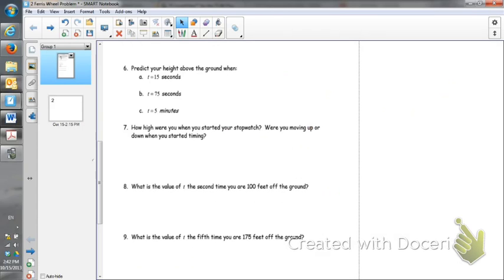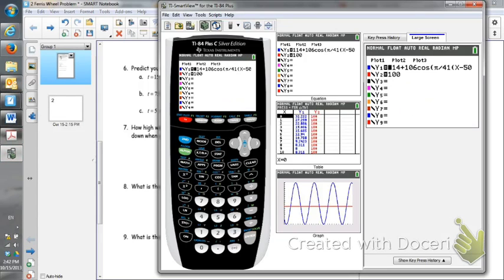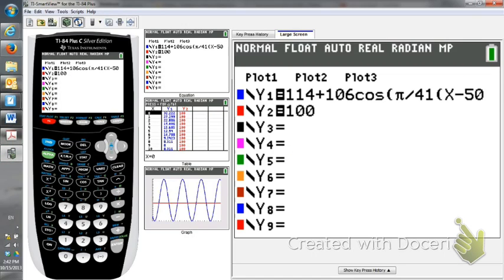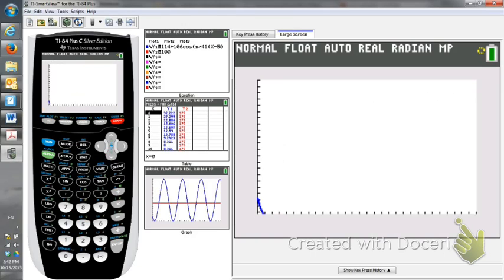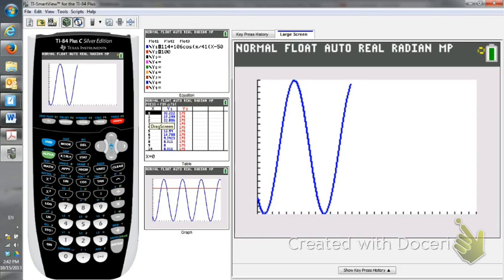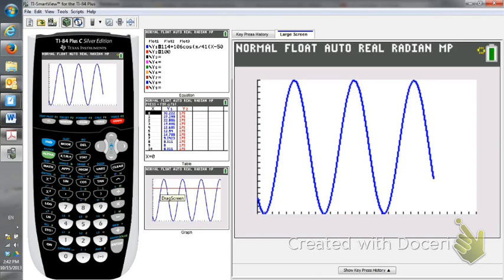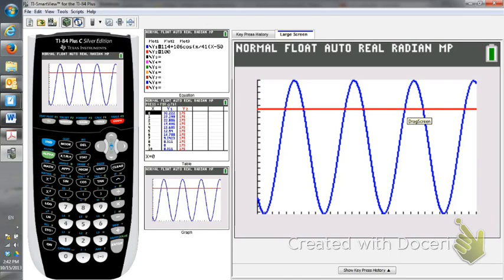Alright, so the last question, it wants to know the fifth time that I am 175 feet off the ground. Okay, so I'm going to do that the same way. I'm going to change my y. My y is going to be at 175. So I'm going to look at my graph, and it's going to graph the whole thing again. And I'm going to find the fifth place. There's 1, 2, 3, 4, 5. Okay, so what I'm going to do is I'm going to try to find that fifth place.